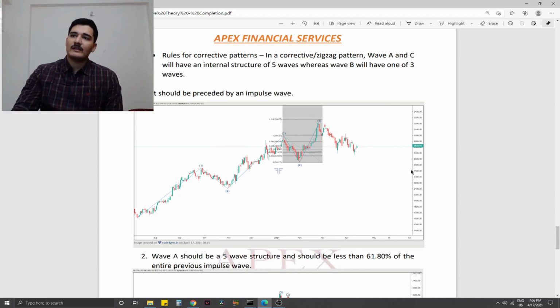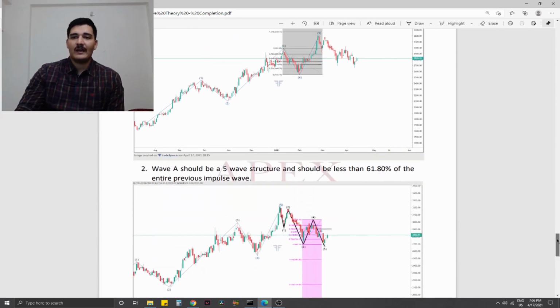So the first rule states that after your final fifth swing leg, or the fifth wave, or the fifth part, you should have a corrective leg A, which by and within itself should be a smaller or a micro impulse wave in the opposite direction, which is meant here. It's just not drawn on that same chart, but when we go down there, I have drawn it.